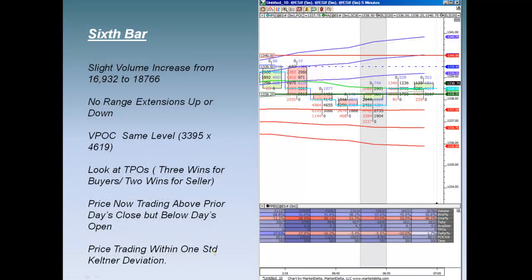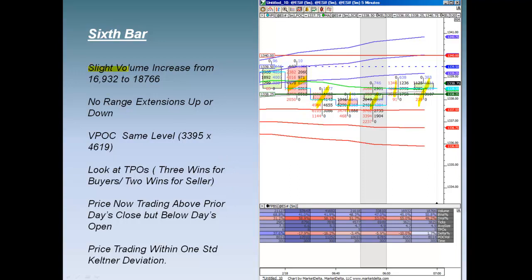Well, let's take a look at the next bar. And the next bar is the 6th bar since the day opened. So it's 1, 2, 3, 4, 5, 6. So I have 6 5-minute periods. So remember, on the profile, that's the first half hour. All right, what is happening on this 6th bar?